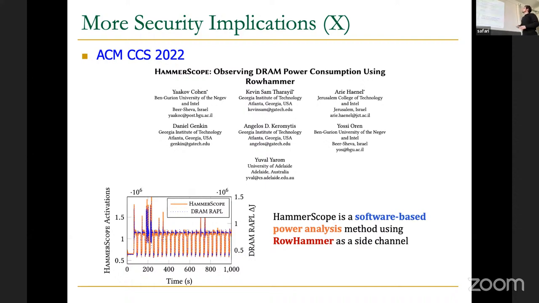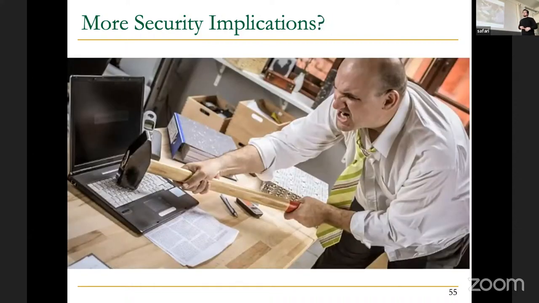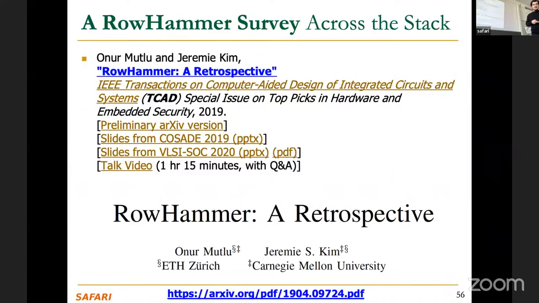So if you're interested, please look at these papers. I guess we can also see more security implications in the future based on what we have observed in the recent past. And this paper talks about RowHammer and its implications across the stack in more detail. It could be a nice read if you're interested in the RowHammer problem.